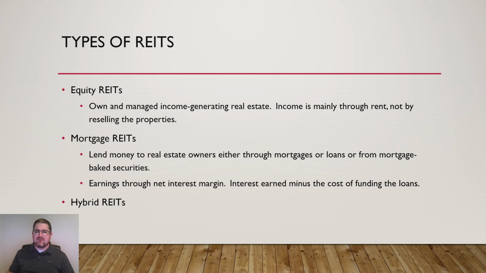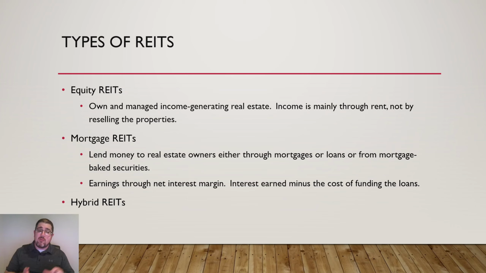So what kinds of REITs are there? We're going to look at it in two folds here. The first kind is what they actually invest in. Equity REITs own and manage income-generating real estate. So that's just like if you buy apartments, you buy the warehouses, they're buying them. Okay, they're buying the actual physical real estate. And then the income is mainly through the rent from those properties. That's what you're getting back, the money from the rent.